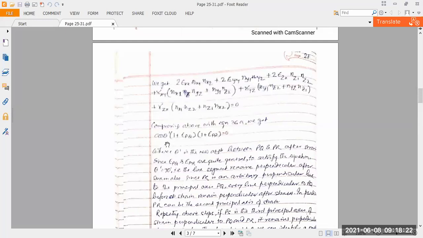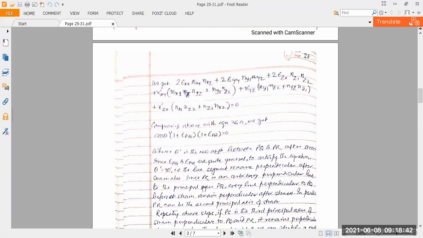So we have to make the equation zero only when cos theta dash is equal to 90 degrees itself. The line segment remains perpendicular after, which means theta dash is also 90 degrees. Initially theta was 90 degrees. Thus we have got this equation. Now we are finding that theta dash is also 90 degrees to satisfy this particular equation itself.